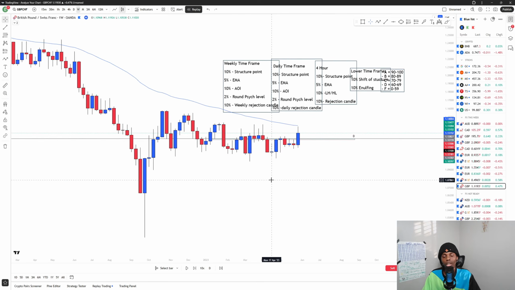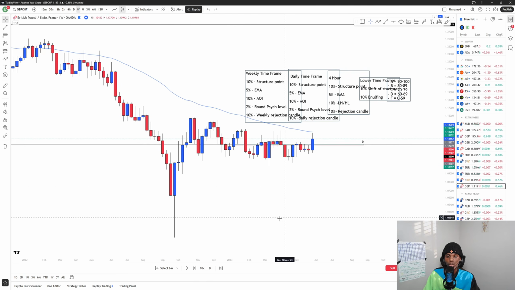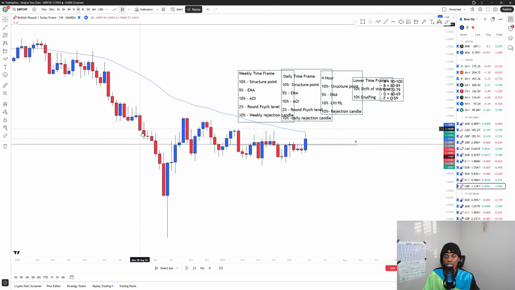First, we start with identifying the trend. We all know this. We start on the weekly time frame and then we go down to the 4-hour. So weekly time frame, are we bullish or bearish? Weekly time frame is bearish. This is the lower high, and this down here is the lower low. But for the sake of this lesson, let's just say weekly time frame is bullish.